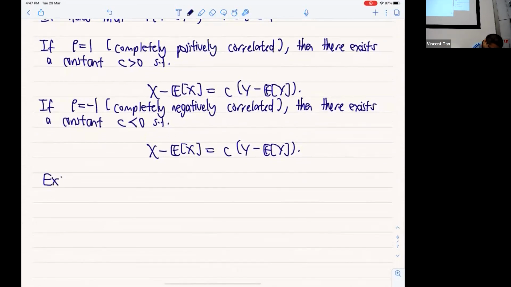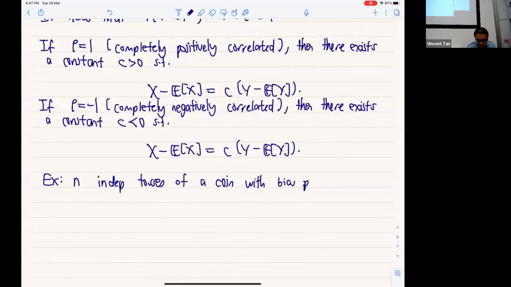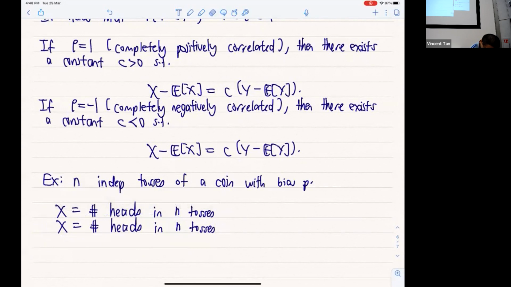Okay, final example. Now we are going to toss a coin n times. N independent tosses of a coin with bias P. Bias means the probability of heads is P. So let X be equal to the number of heads in the n tosses. And we are going to let Y, of course, not be so surprising, Y is the number of tails in the n tosses.